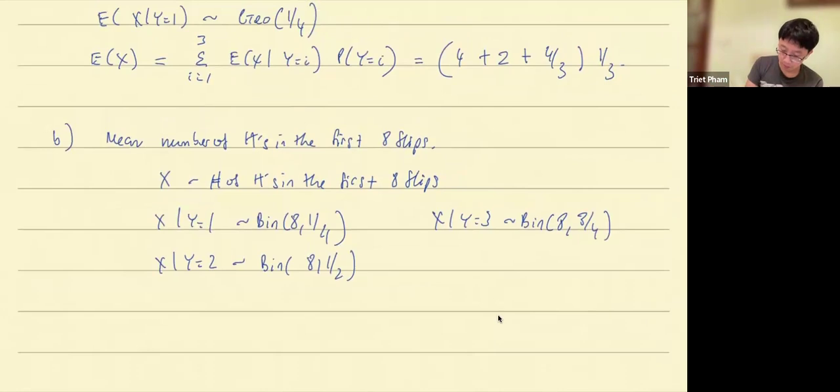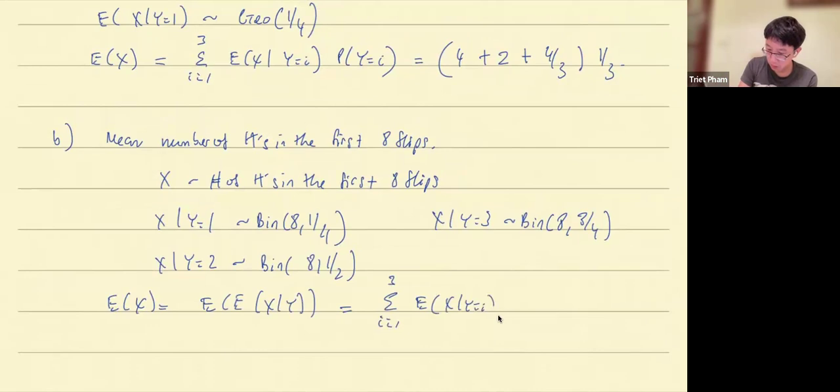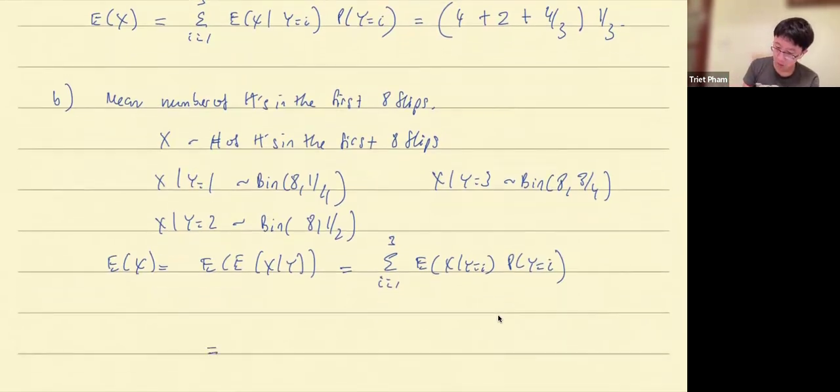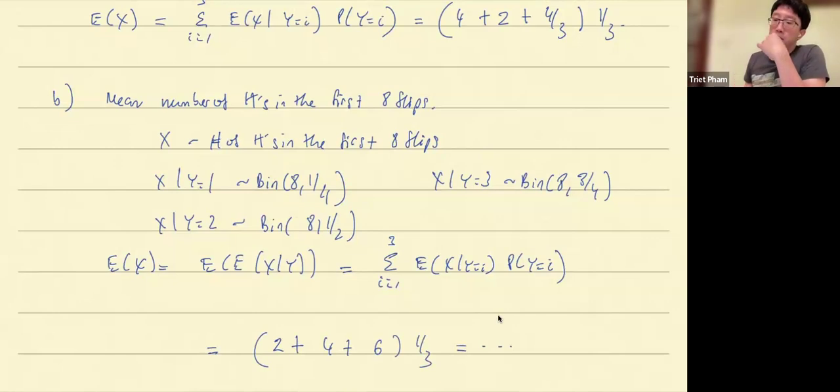The formula says expectation of x will be expectation of x given y, which will be the sum, because y can only take on 3 values, which will be 2 plus 4 plus 6, everything times 1/3, whatever that is. Any question?